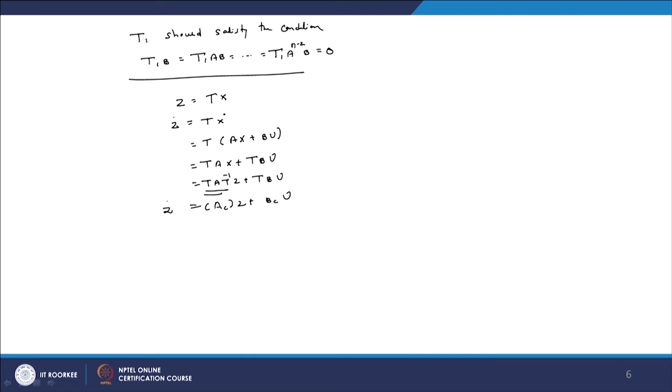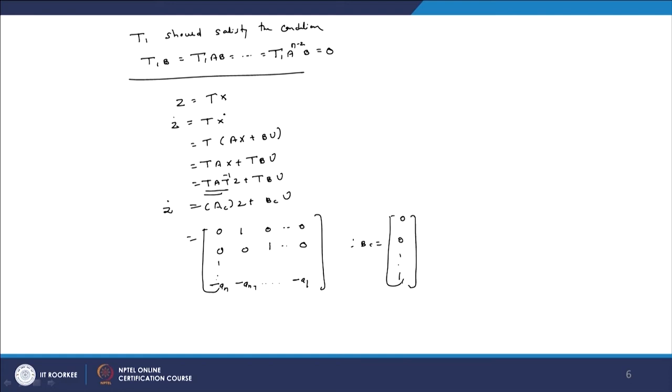So this is z dot, and this should be of the form 0 1 0 0, 0 0 1 0, and this process is repeated, and the last row is minus a n, minus a n minus 1, up to minus a 1, and b c as 0 0 1. So now here we will find that this is a c, b c is 0 0 1, and we have t into b.